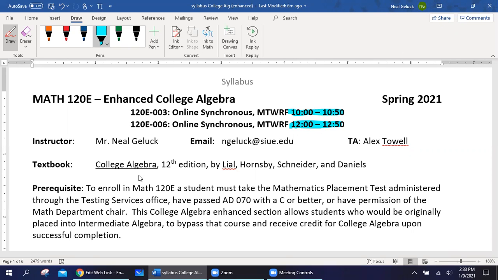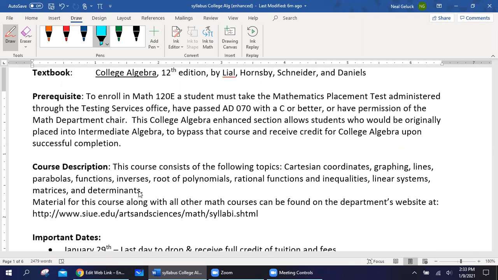You do not need to have the physical textbook because you will have an online version. If you would like to have the physical textbook, no problem, but it is not required. The prerequisites, if you're in here, you should have satisfied the prerequisites, so we're just going to pass through that.